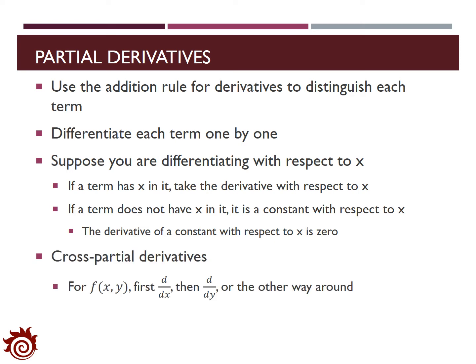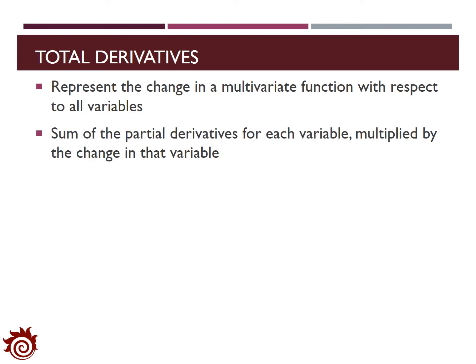We can also define cross-partial derivatives for multiple variables. Say a function f has two variables x and y. Then we first take the derivative with respect to x and then y, or we can do it the other way around, which will give you the same result. The total derivative represents the change in a multivariate function with respect to all variables. It's just the sum of the partial derivatives for each variable multiplied by the changes in that variable.